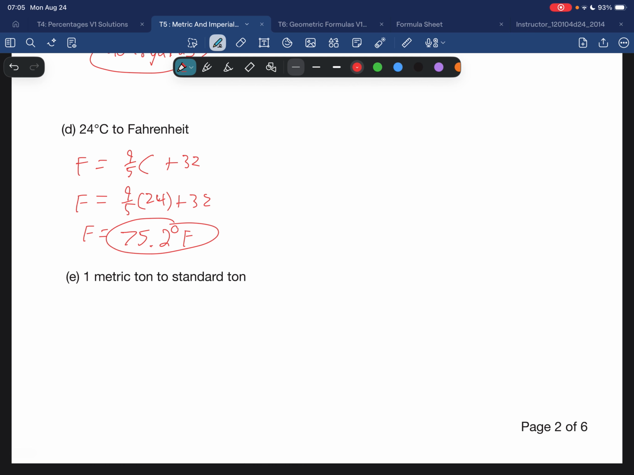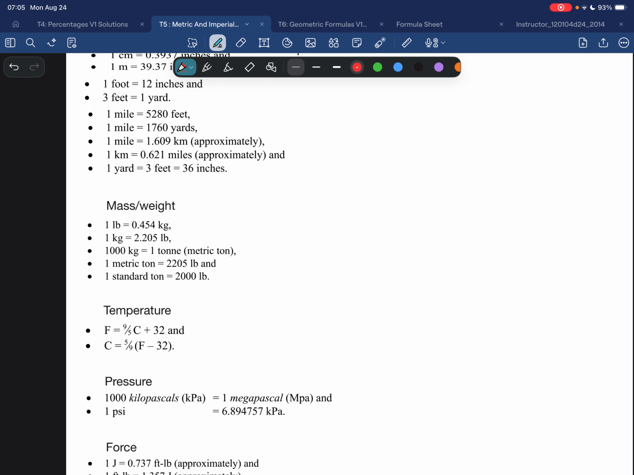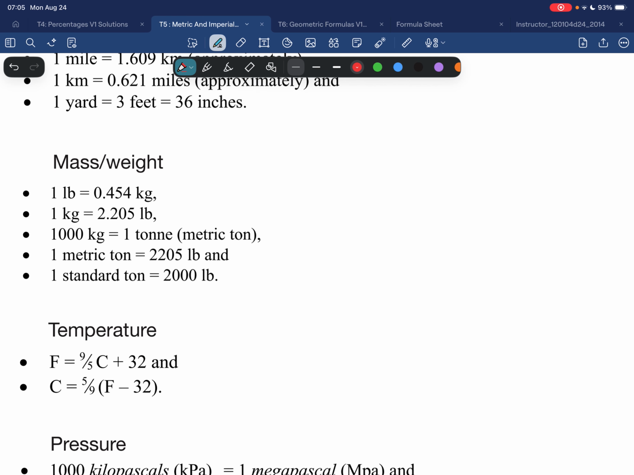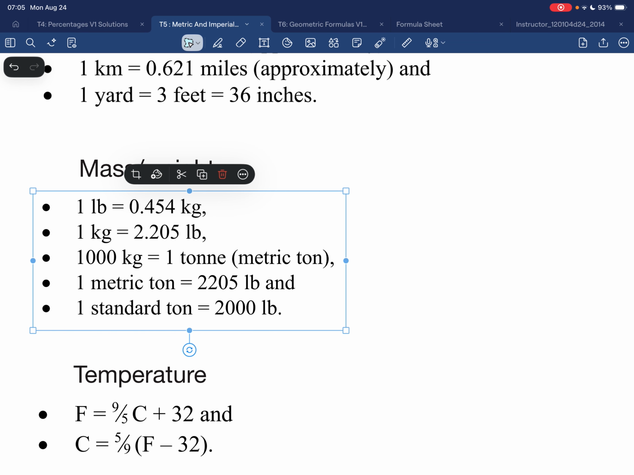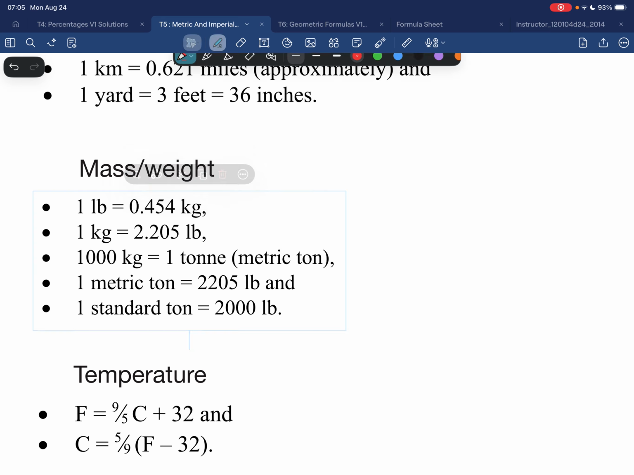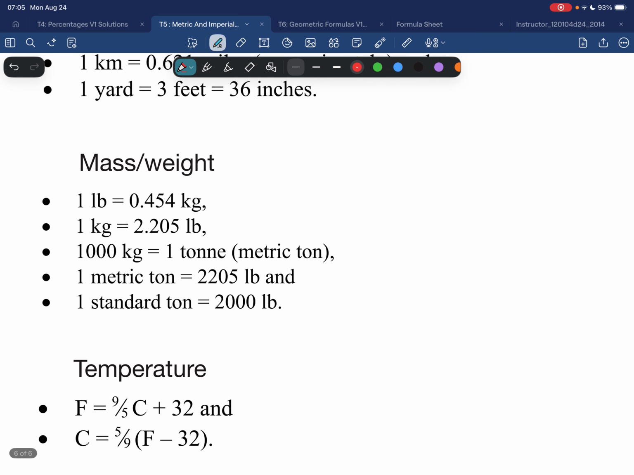1 metric ton to 1 standard ton. Now, if we look at our formula sheet on mass and weight here, we have 1 metric ton equals 2205 pounds, and 1 standard ton equals 2,000 pounds. We don't have direct metric ton to standard ton, so that's essentially what the question is asking you to do, is to create a different conversion here, 1 to 1, almost. So let's figure it out.